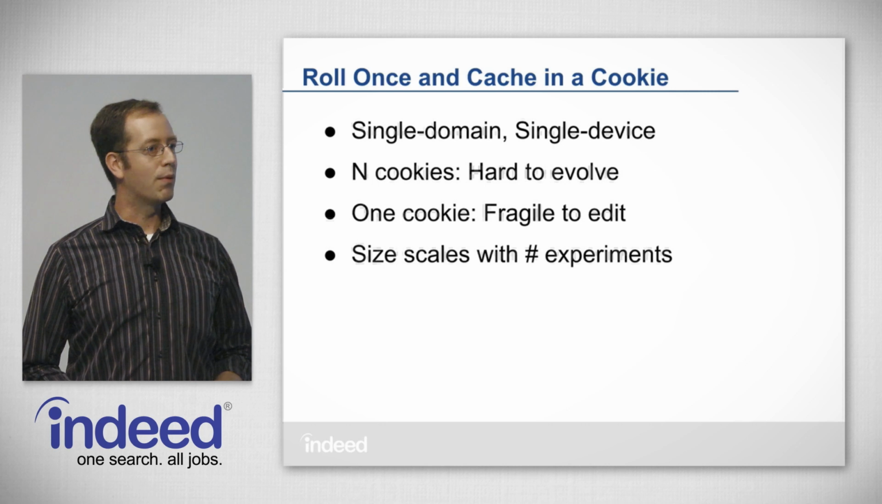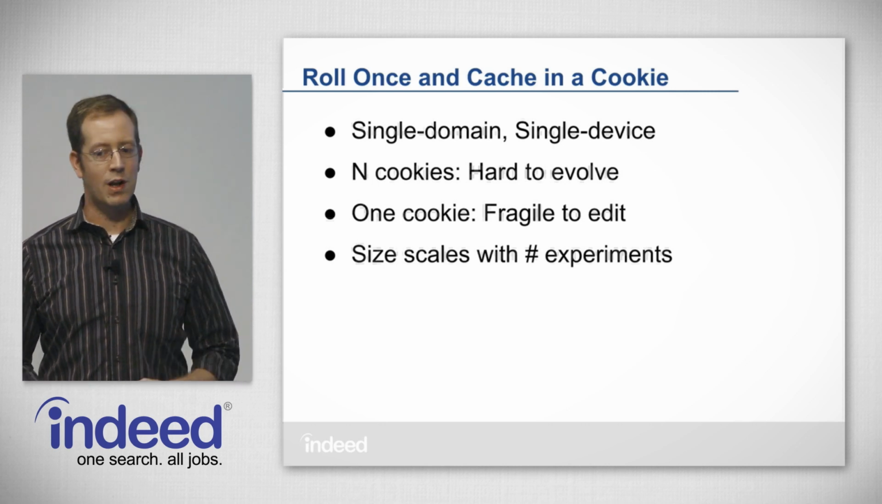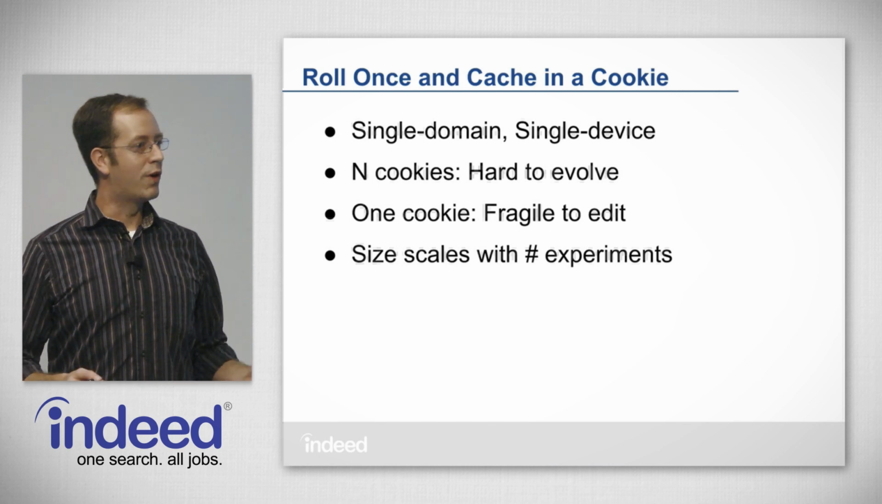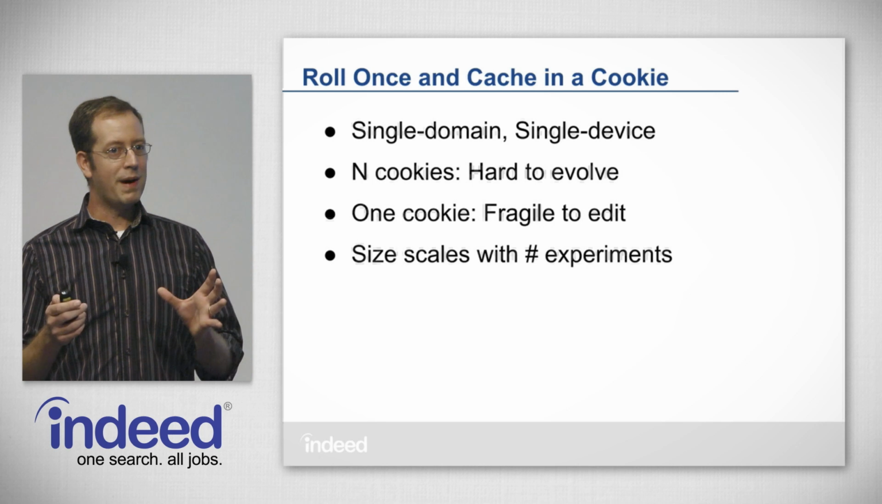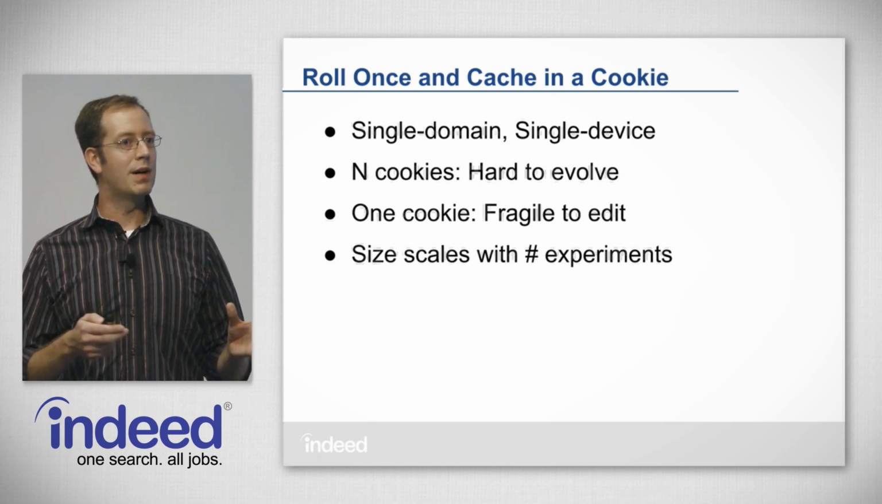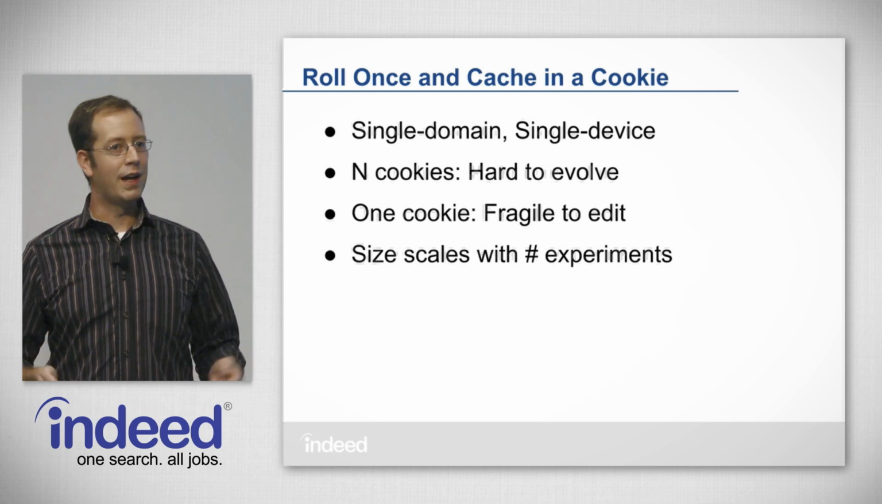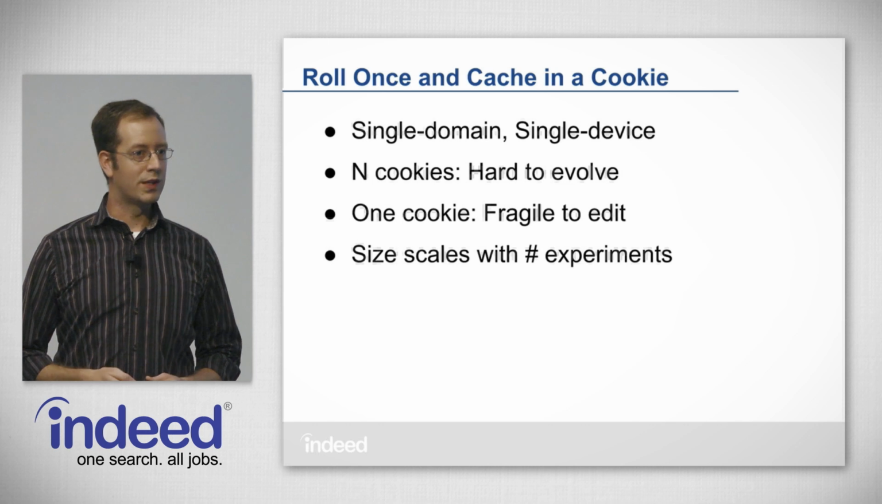But we need to decide how we're going to represent it. Do we want to have n cookies for all the tests or one cookie that lists all of them? N cookies, it gets hard to evolve. We have hundreds of cookies out in the wild that we need to deal with. One cookie compacts that. Now we just have one to deal with, but now we have a cookie we need to parse. And if we ever mess up how we write that cookie, we've completely invalidated all the tests that we're running.